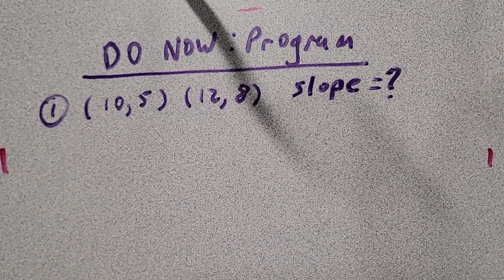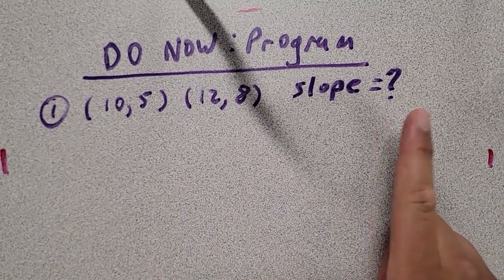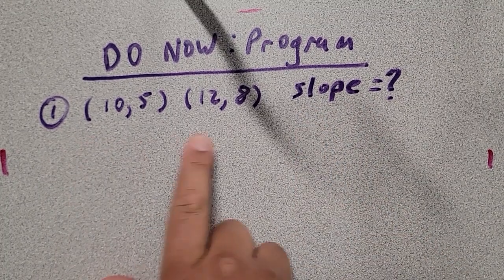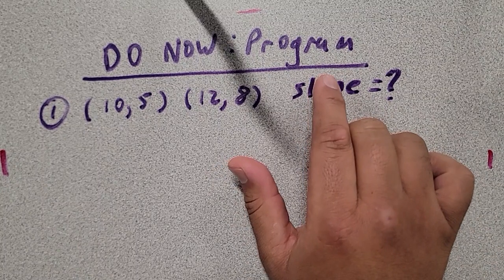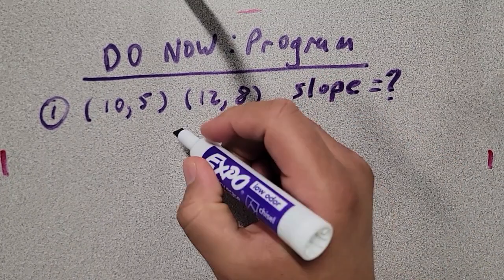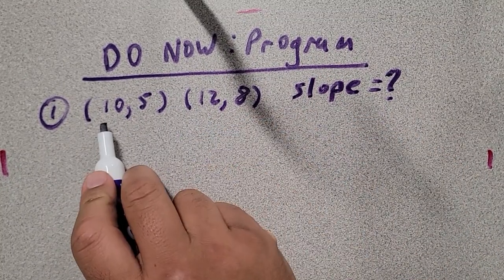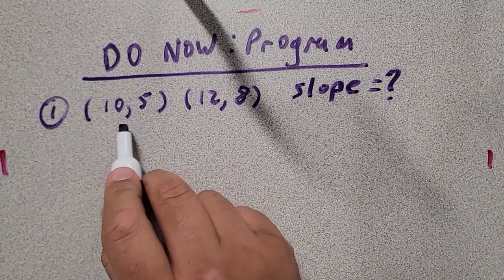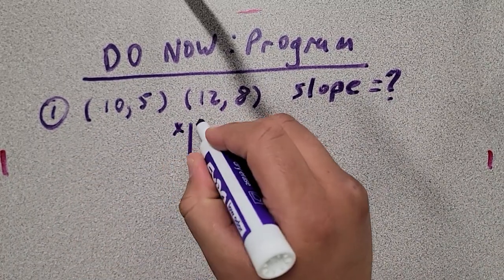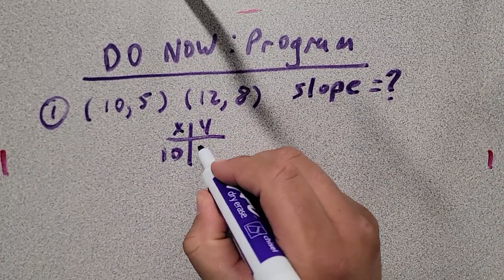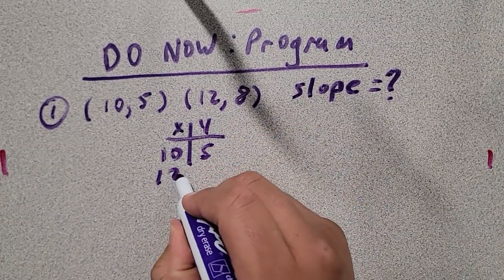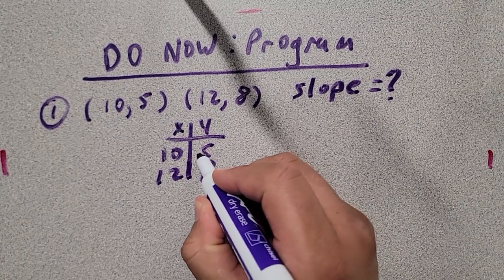All right, you guys. So here we have finding the slope from 2 points. The way we want to do this is by using Desmos, but we have to program the Desmos calculator. So first thing you should do is look at your 2 points. Now the first one you want to write down in your little XY table, and this is just to be clear. So I have the 10 and the 5, and the second one's going to go under it, and I have the 12 and the 8.